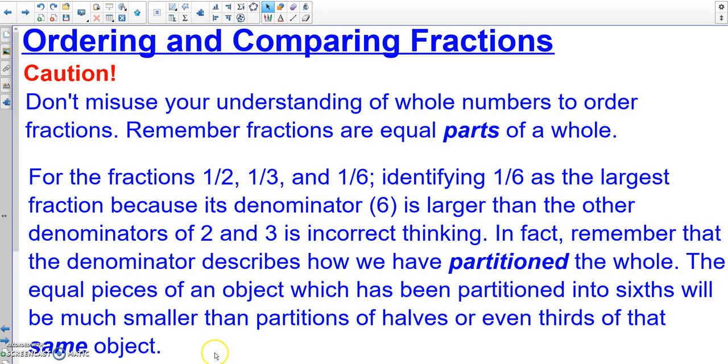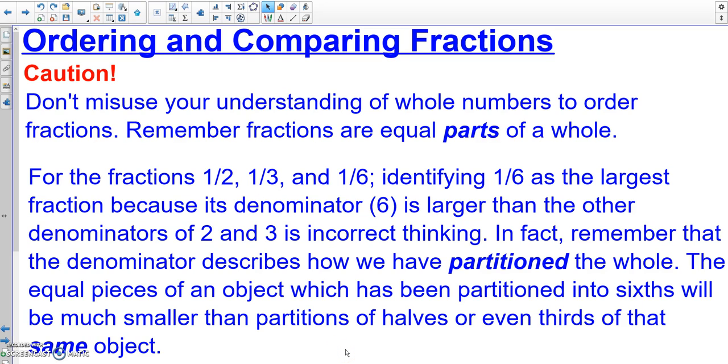Caution, you need to be careful that you don't misuse your understanding of whole numbers to order fractions. Remember, fractions are equal parts of a whole. For the fractions 1/2, 1/3, and 1/6, identifying 1/6 as the largest fraction because its denominator, which happens to be a 6, is larger than the other denominators of 2 and 3, is actually incorrect thinking.